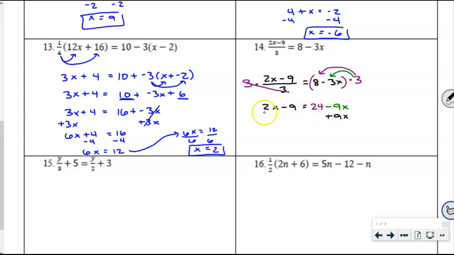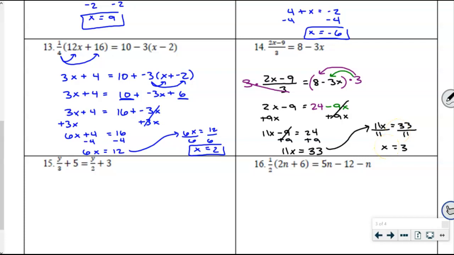Plus 9x to each side, because I don't want to have to deal with any negatives. Negative 9x plus 9x zeroes out. 11x minus 9 equals 24. Add 9 to each side. And I have 11x is equal to 24 plus 9. It's 33. Divide each side by 11, and we get x is equal to 3.